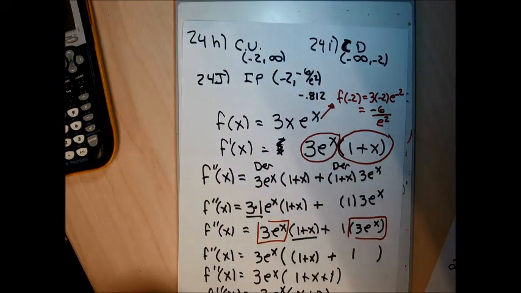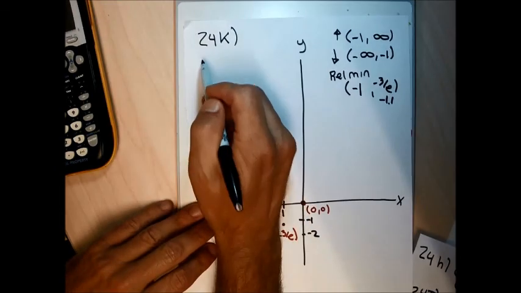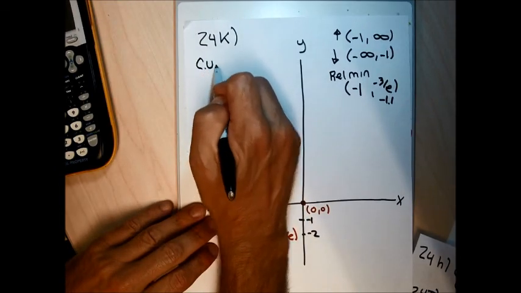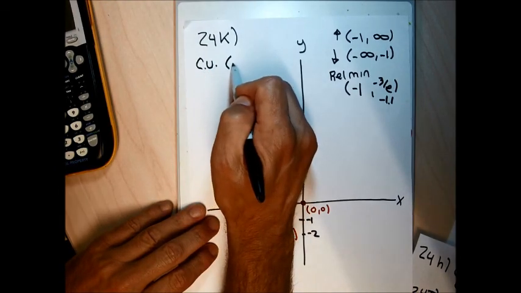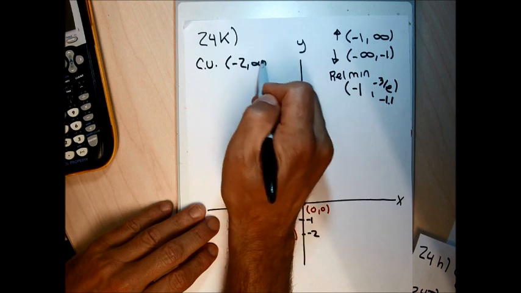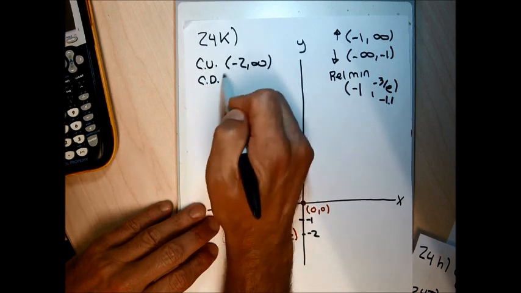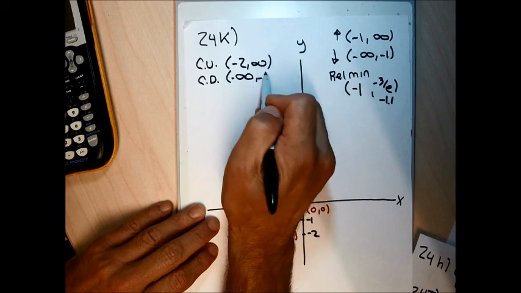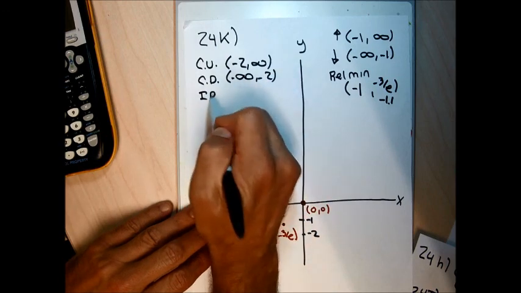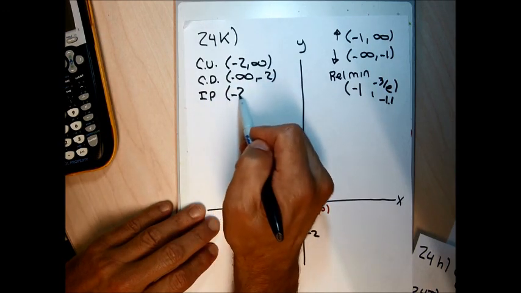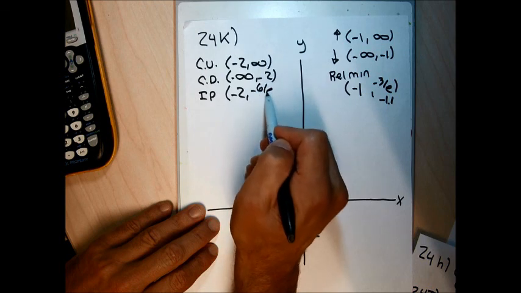All right, so I'm ready to finish the problem up with my graphing, and the information that I need to make sure the graph shows is the graph is concave up from negative 2 to infinity. It's concave down from negative infinity to negative 2, and it has an inflection point at the point negative 2, negative 6 over e squared.